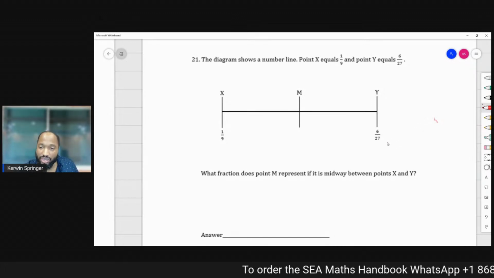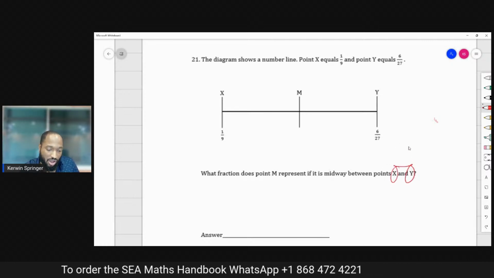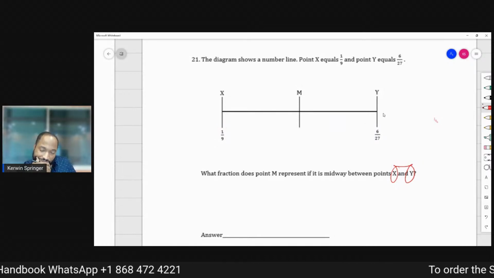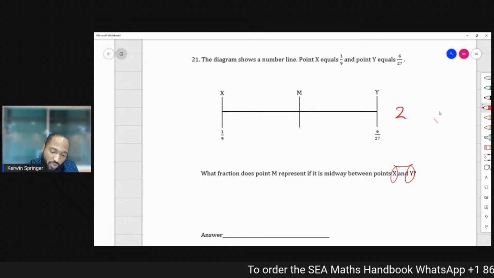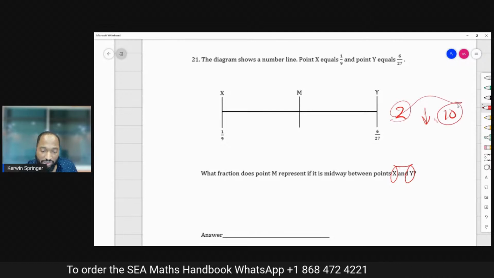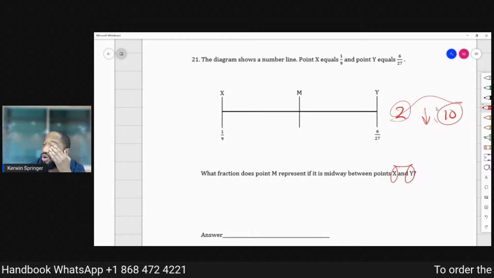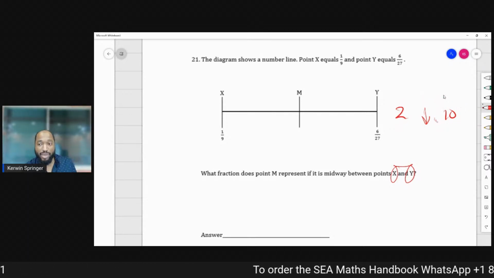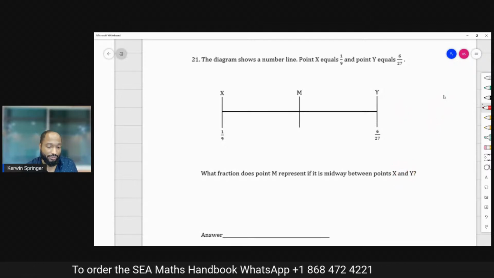What fraction does M represent if it is midway between the points X and Y? How do I get the middle of 2 points? So we need to think deeply about this. If I give you 2 and 10 and tell you to find the middle, that's the average of the 2 numbers. In the middle of 2 numbers, that's the average. How do you find the average? You add up and divide by 2. So I'm thinking my best bet here is to add up these 2 numbers and divide by 2. What y'all think about that?